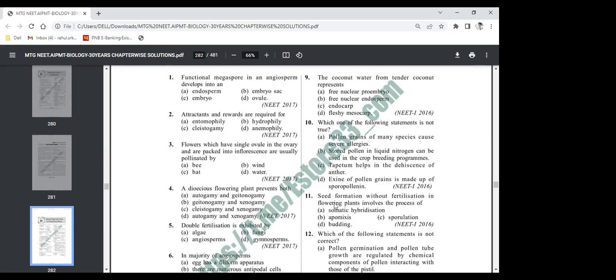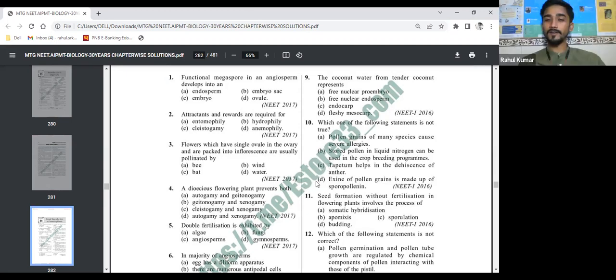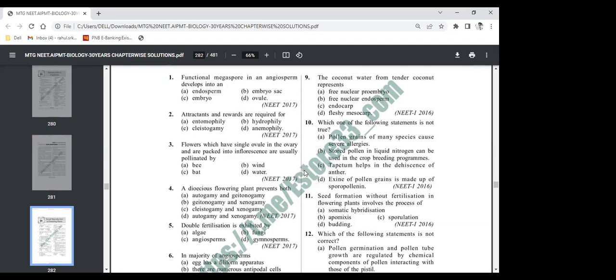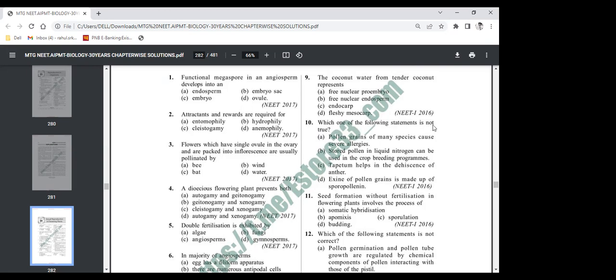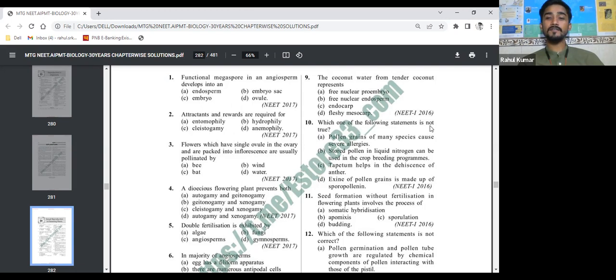Which one of the following statements is not true? Pollen grains of many species cause severe allergy. Stored pollen in liquid nitrogen can be used. Read all first. Okay. Tapetum helps in dehiscence of anther. Exine of pollen grain is made up of sporopollenin. What is the question asking? Which one of the following statements is not true? Yes, you have to tell not true. You were telling me which is true.